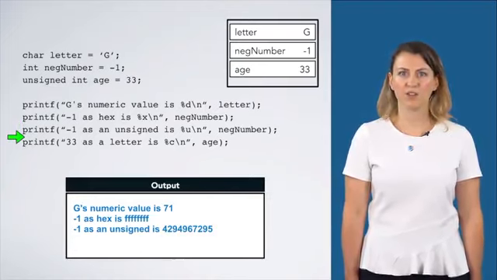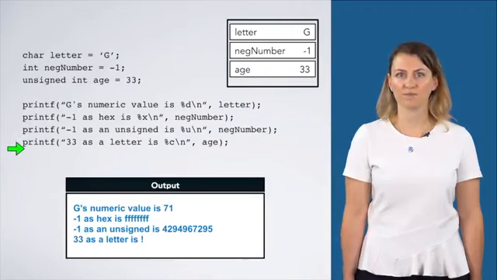Our last print statement uses %c to format the integer age. What happens here? Well, again, everything is just a number, so printf will print out the character whose numeric representation is 33, which is the exclamation mark character.